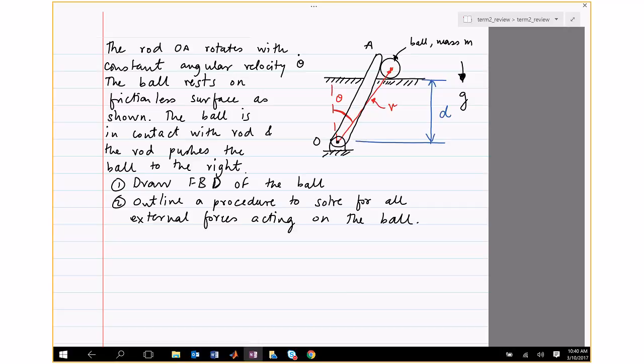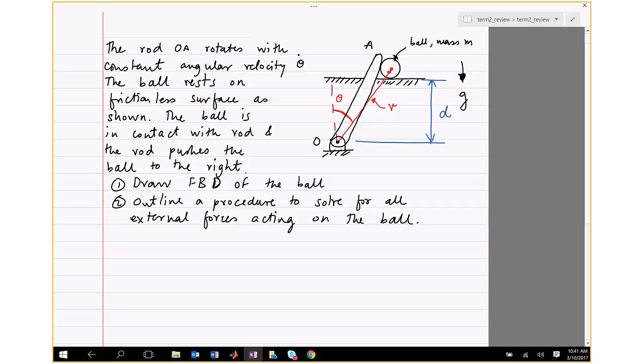Okay, so the rod OA rotates with a constant angular velocity of theta dot. The ball rests on a frictionless surface. As shown, the ball is in contact with the rod and the rod pushes the ball to the right. If you want to visualize this, the rod is turning at a constant speed in the clockwise direction. In the process, it tends to push the ball to the right, and the ball is on a surface with no friction.